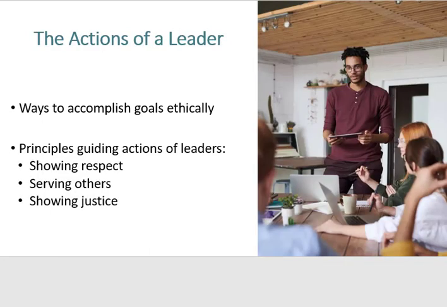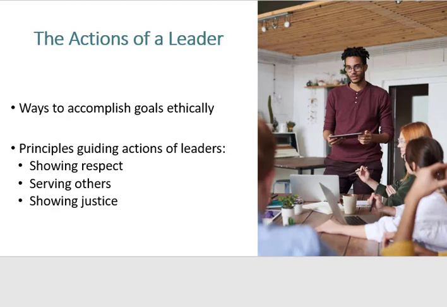Actions refer to the ways a leader goes about accomplishing goals. Let's say you need to speed up response times. You'll have a lot of different ways to accomplish that goal. Each way will have different ethical implications. Showing respect involves listening closely to followers, being empathetic, and tolerating opposing views.